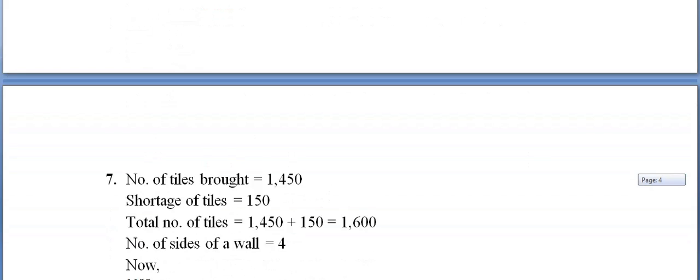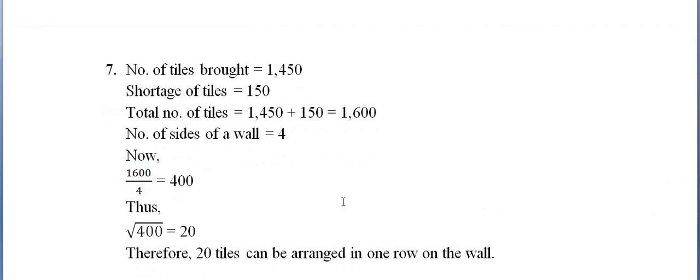Now let's move on to question number 7. Question number 7 is also simple. Just read the question first. A builder bought 1,450 tiles to put on the 4 walls of a cuboid bathroom. He found out that he was 150 tiles short. What is the number of tiles which can be arranged in one row on the wall?